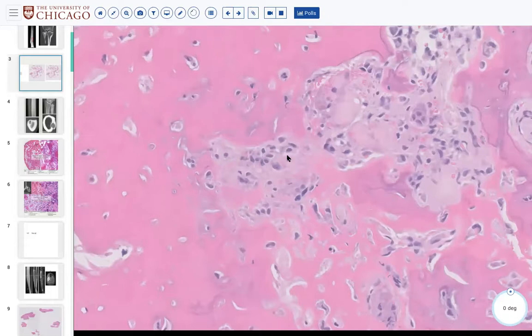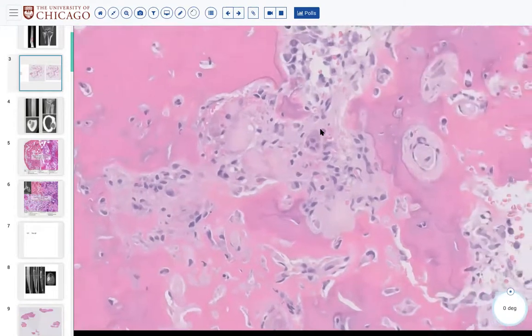Osteoblast rimming, beautiful. And maybe you see one of these guys, which is an osteoclast, or osteoclast-like giant cell.